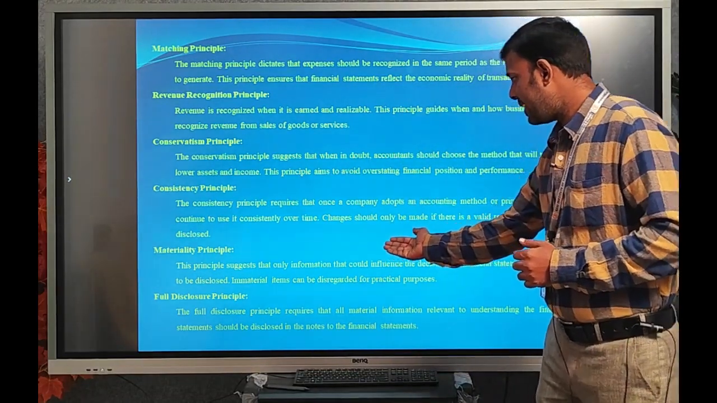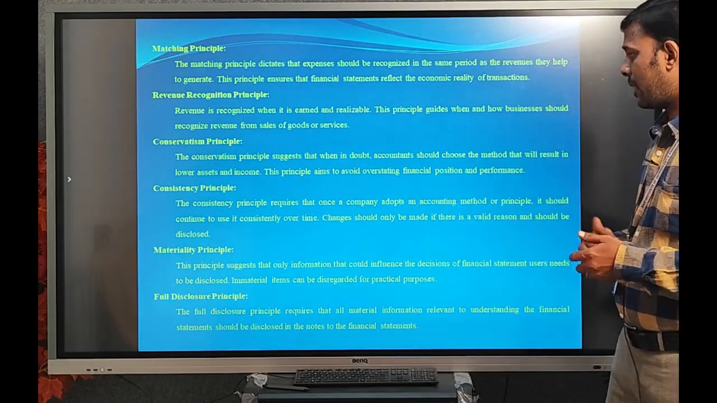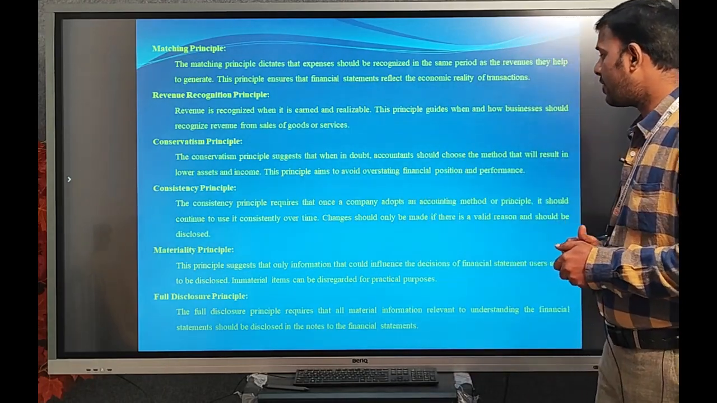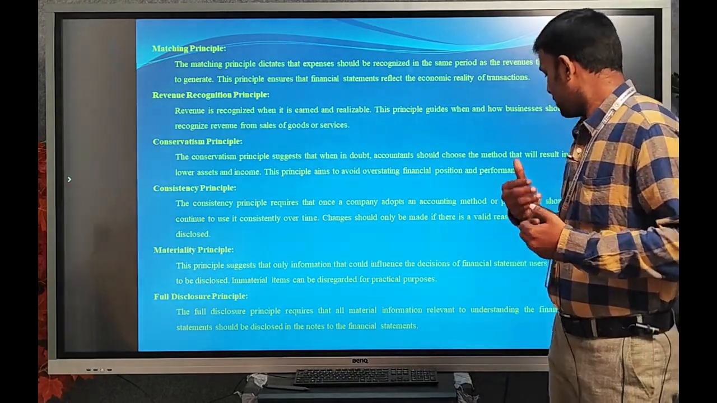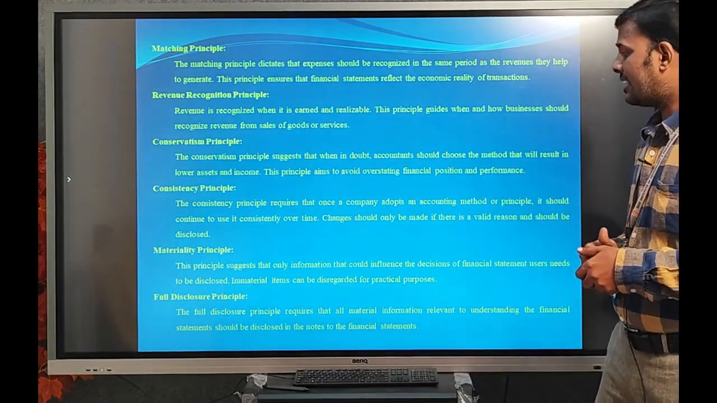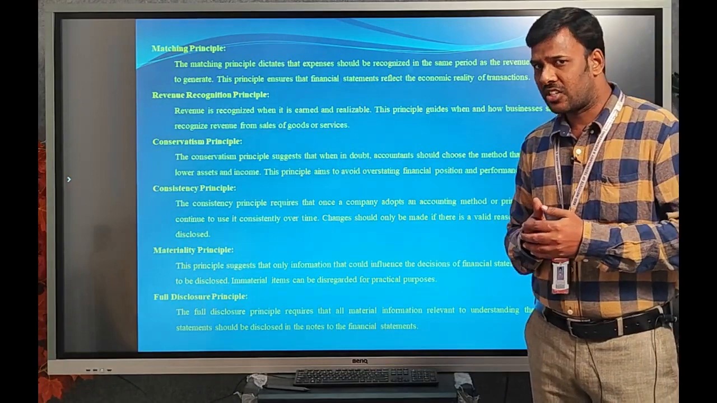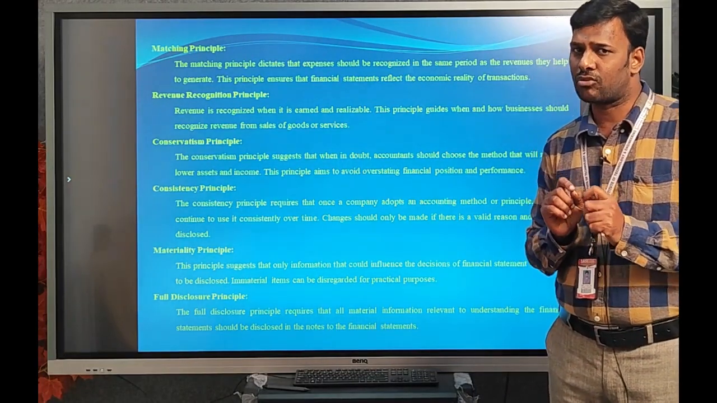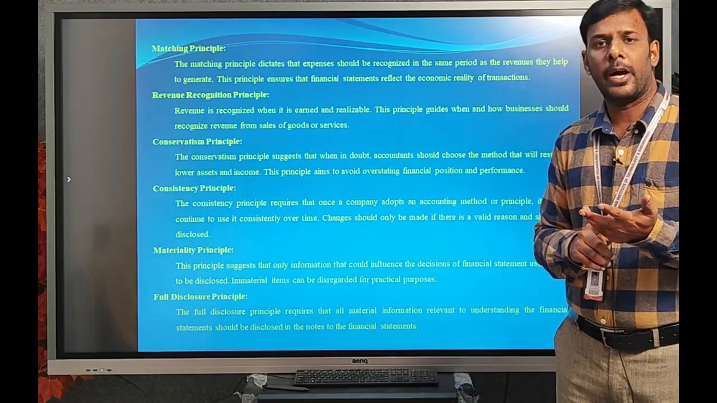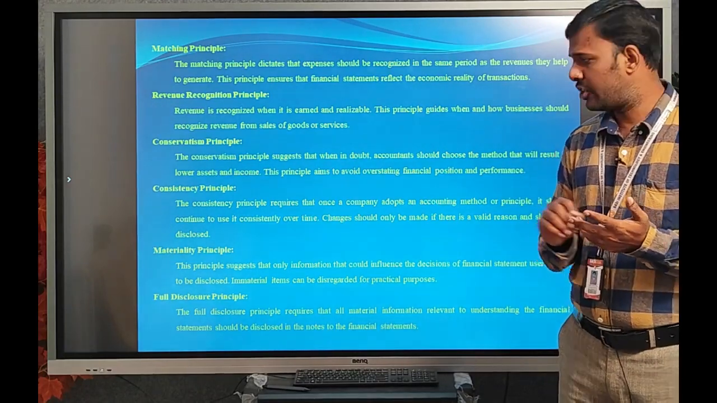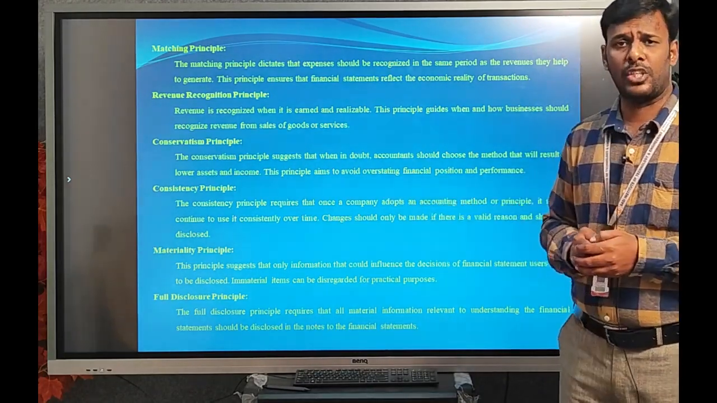Next one is the materiality principle. The principle suggests that only information that could influence the decisions of financial statement users needs to be disclosed. Financial statements have to be clearly disclosed while preparing the accounts. We need some clear-cut information about what materials we need to use.